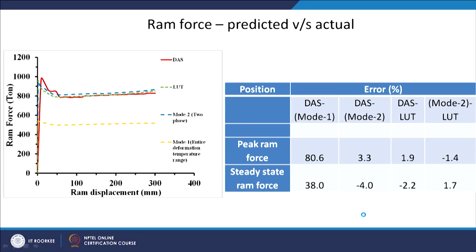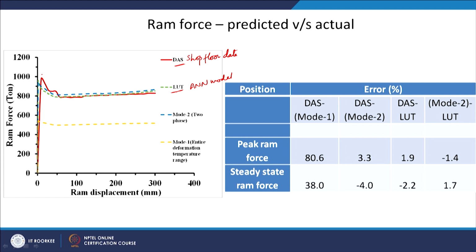As you can see, this red one is the shop floor data, or shop floor measurement, of ram force as a function of ram displacement. So, this is the actual measurement. Of course, they must have used some load cell or some transducers to measure the force. This green one, LUT, as I told you, is through the lookup table. The software uses some ANN model here and predicts the equation, and using that it tries to predict what the ram force will be.